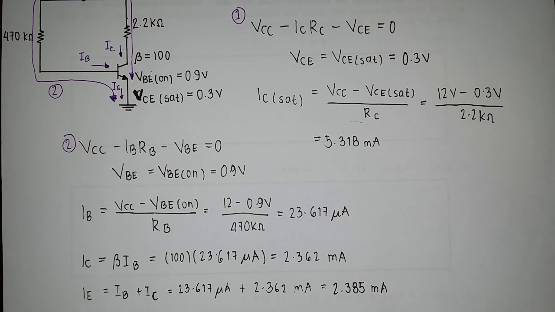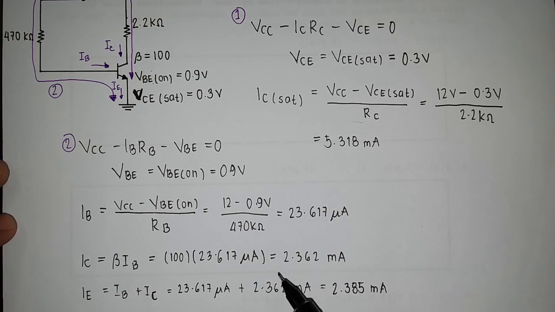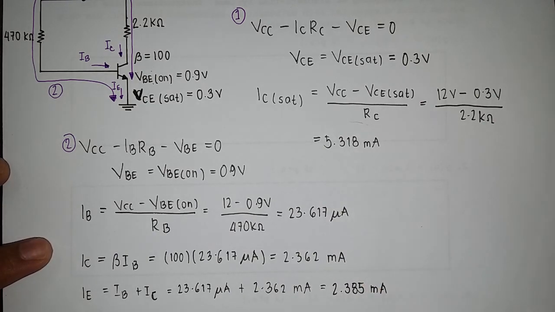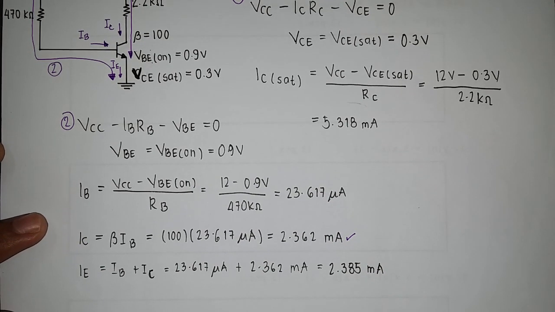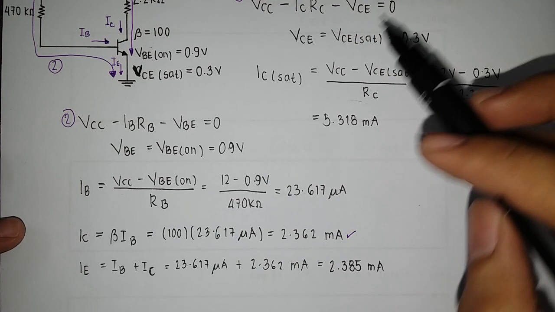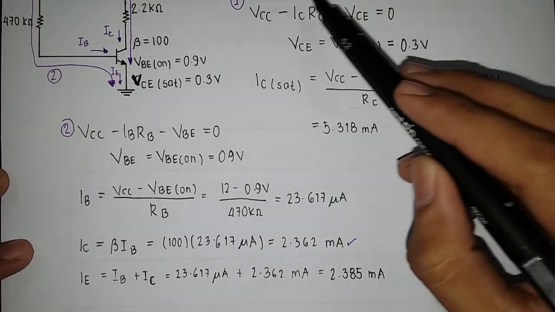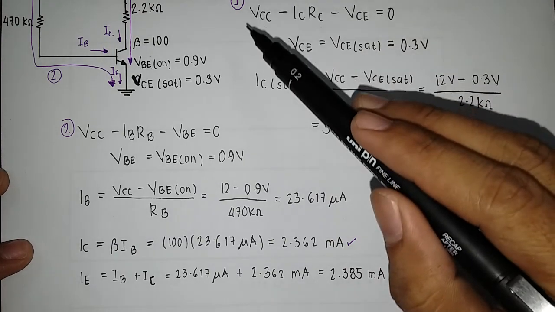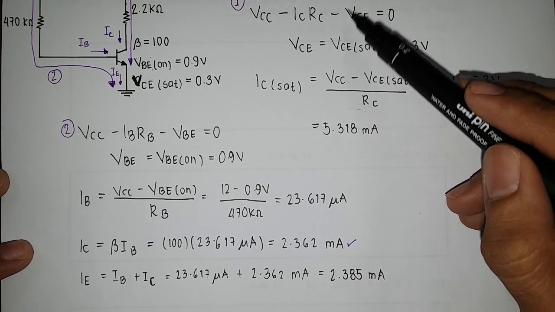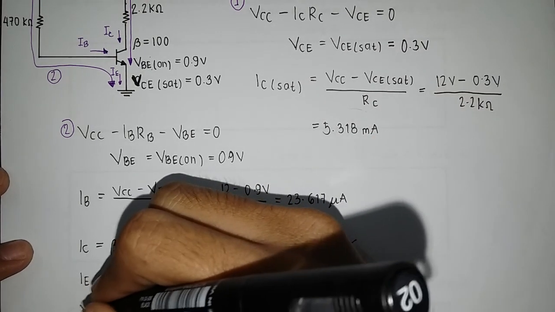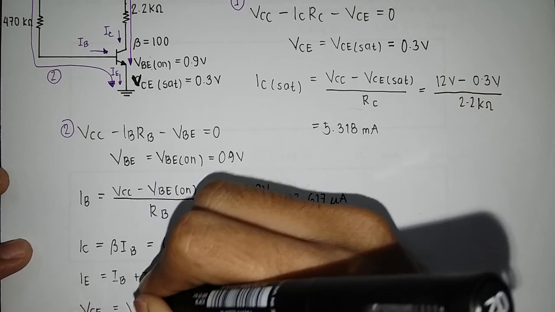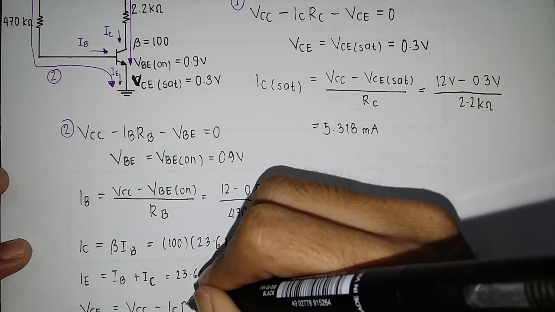Okay, so check pala natin, no? Si IC is less than the IC sat. Therefore, tama to. Okay, so and since hindi siya sa saturation, para ma-solve natin itong VCE, gagamitin ulit natin itong equation na to, yung equation 1. So, transpose lang natin yung VCE sa kabila. Makukuha natin VCE is equal to VCC minus ICRC.